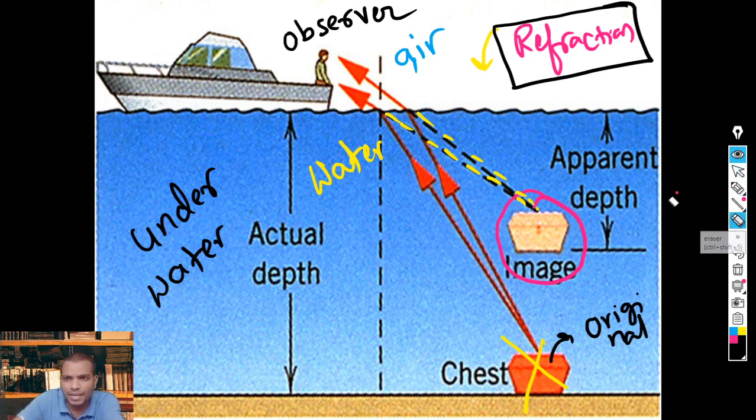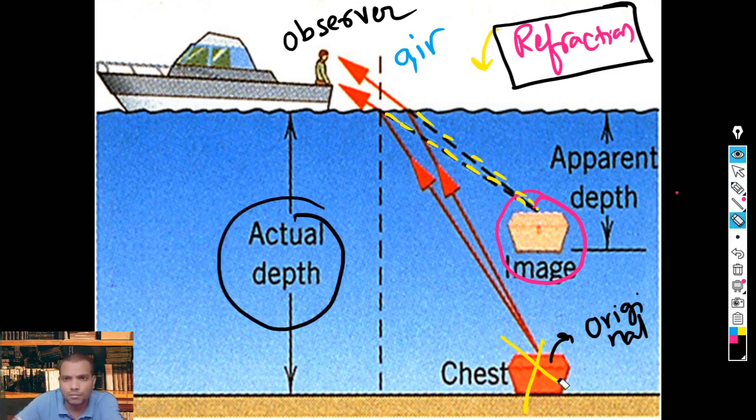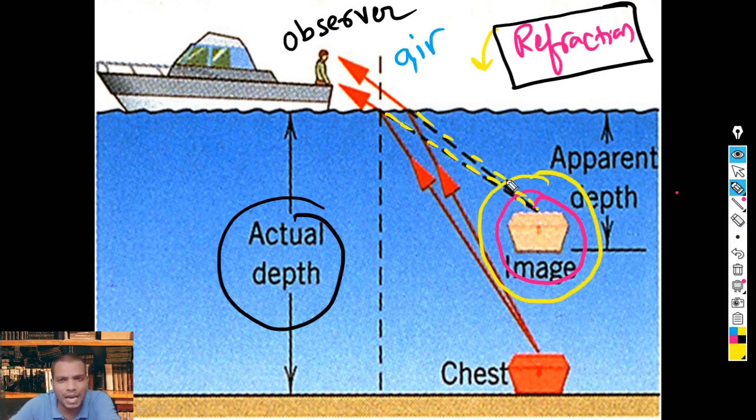Now if we calculate certain distances here, this is the actual depth of the chest, meaning the original position where the chest is located, and here this is the apparent position. Apparent means which is not original, but appears to be there. That's the reason it is called apparent depth.